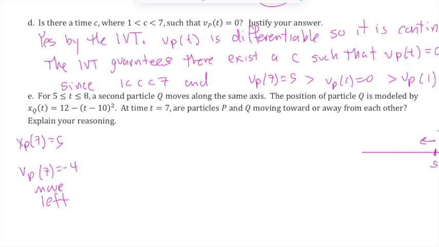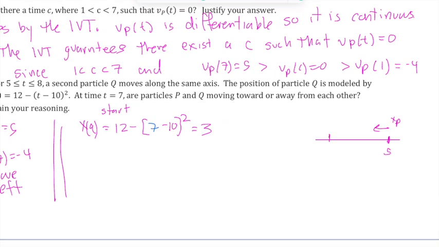So let's do the same thing for x of Q now. Let's find its starting position at 7. We're going to plug in 7 into the equation. If I solve this, I'm going to get that it equals 3. So this is x of Q.